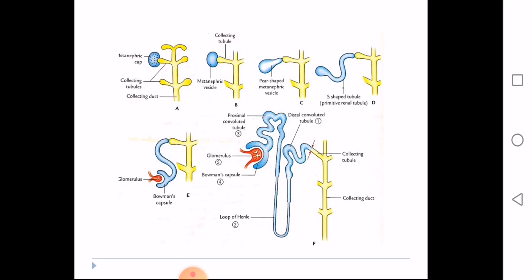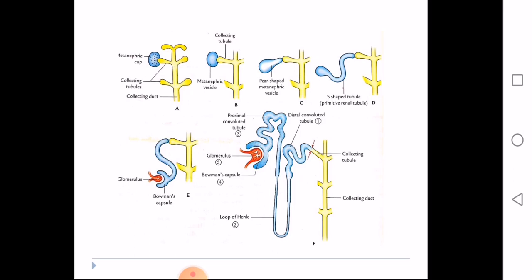That is your metanephric cap, which we said earlier. Now what happens when the cells of the metanephros form the metanephric blastema? When the cells of the metanephric blastema come in contact with each collecting tubule, it forms a cap that is called the metanephric cap. So you can see the metanephric cap.